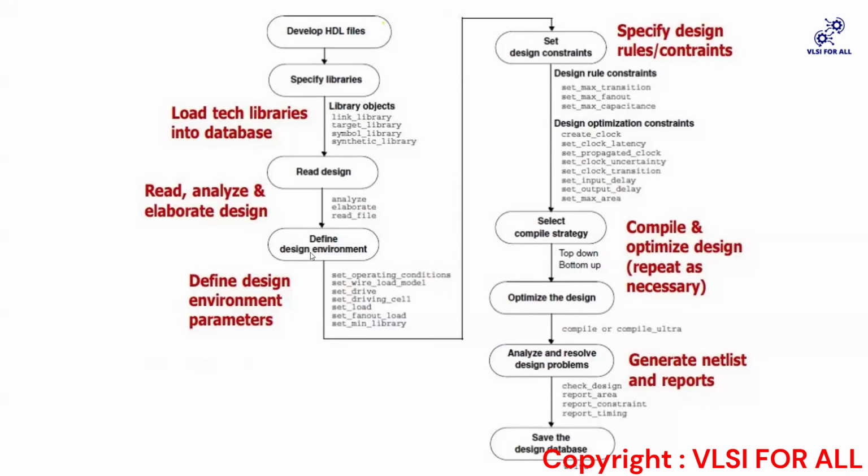After this, the next step is specifying constraints. Of course, I have explained the constraints to you. Those are DRCs and optimization constraints. Examples: set_max_transition, set_max_fanout, and set_max_capacitance are the design rule constraints. Create_clock latency, clock uncertainty, set_max_area, set_output_delay, and set_input_delay are the optimization constraints.